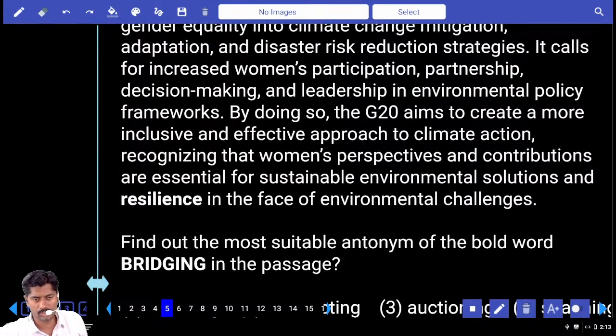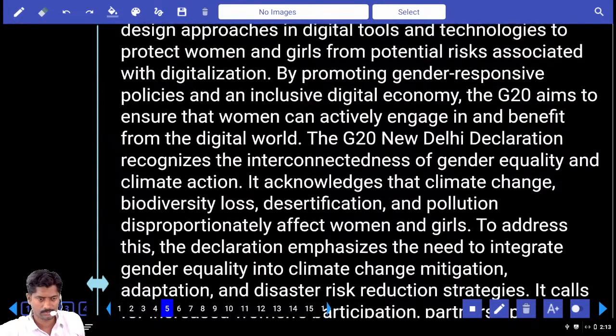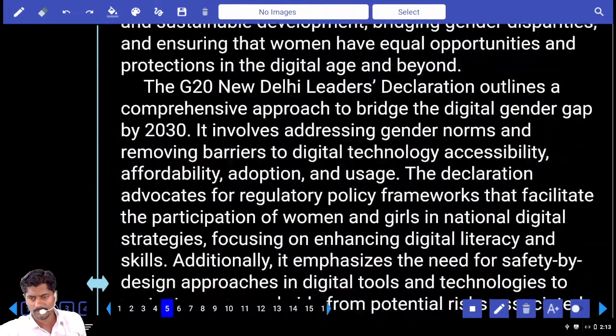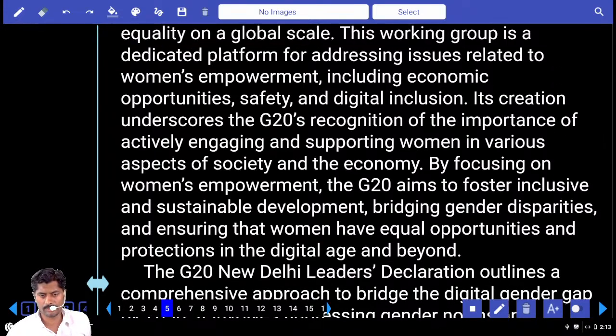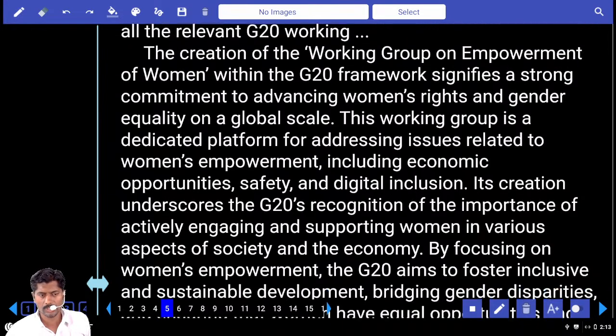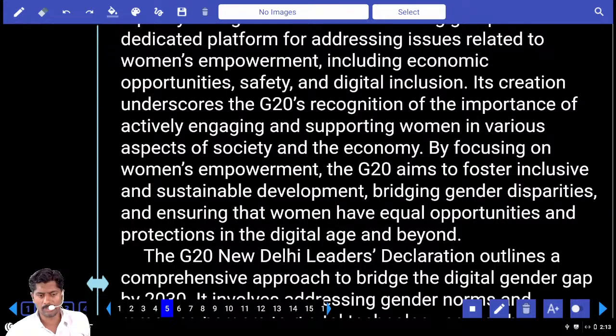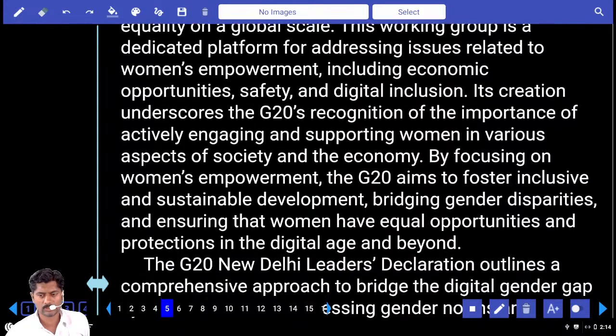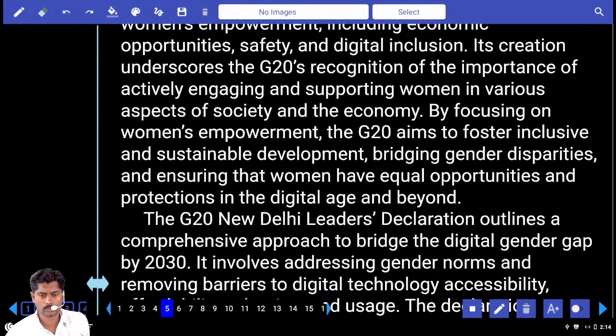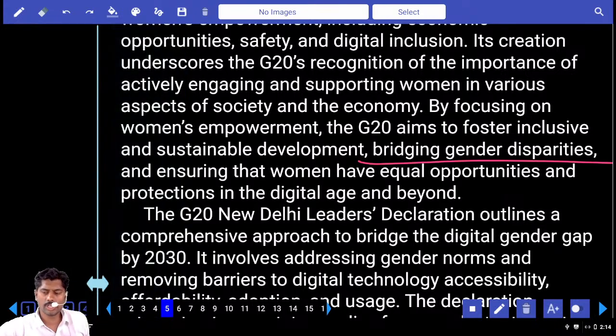Bridging the gap. Where is bridging? Which paragraph? Second or third paragraph? Second paragraph, which line? Bridging gender disparities. Disparities means differences. Bridging and enti combining together, forming a bridge. Now differences are there, no bridge. Now create a bridge. Bridging gender differences.